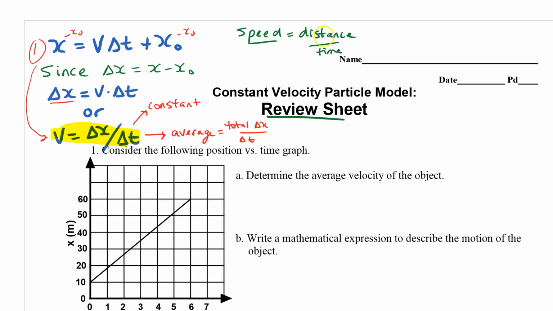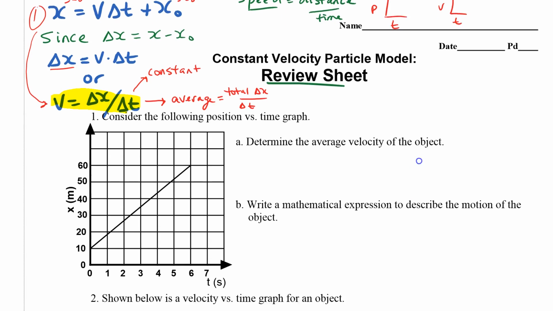Speed isn't displacement, it's distance. So distance is more like the path traveled, and we're going to see that in a sec. The other things that we're going to encounter in this review sheet are PT graphs and VT graphs, so we're going to review those things. Okay, well, let's start with number one.